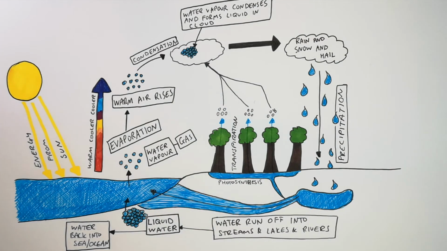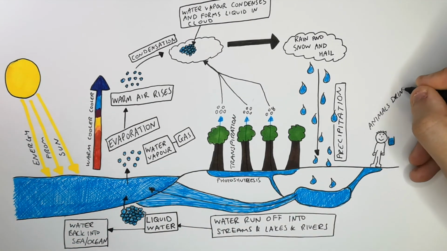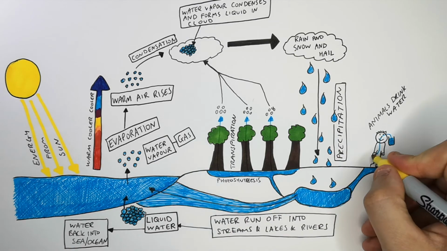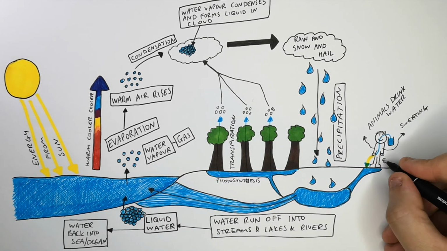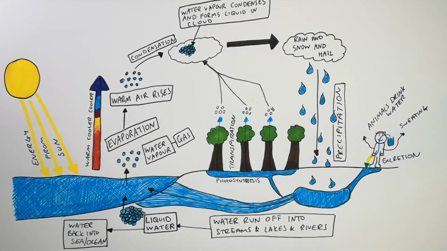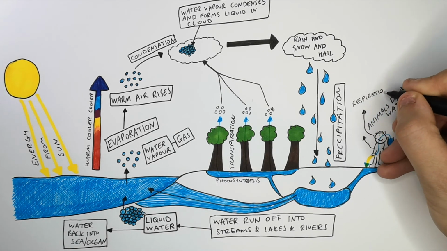The water is used for photosynthesis. Animals are going to drink the water. We then excrete the water, or we sweat the water, or water is going to leave our body via the byproduct of respiration that we breathe out.